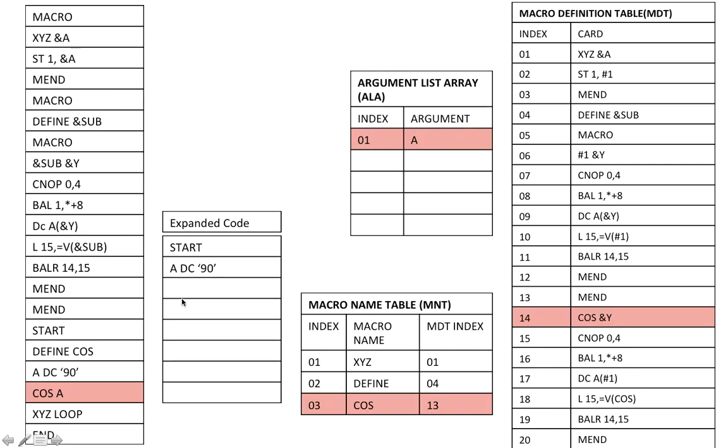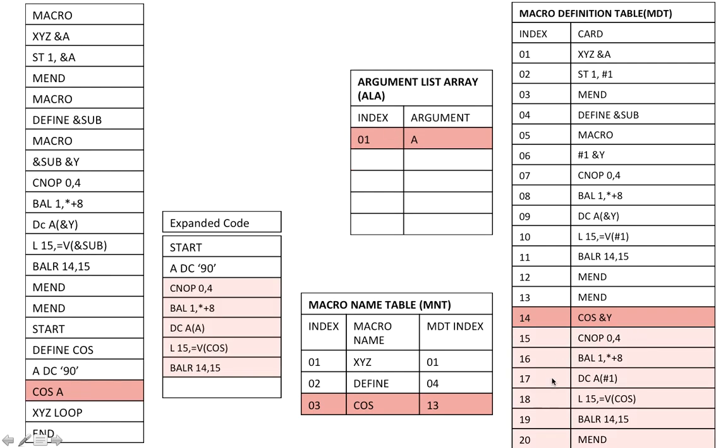After that it detects the next call to the macro. So it finds the macro in the name table. Then it finds the position in the macro definition table. This must be 14. Then it stores the argument A in the argument table. Then the code in the macro definition table is expanded and stored into the expanded code. Here #1 will be replaced by the argument A, hence the #1 becomes A. So the expansion for the call is done.